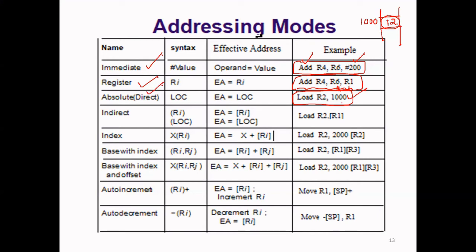Suppose instead of giving it directly, you put this 1000 into R1 and put brackets around it. Then instead of giving the direct address, the 1000 is given indirectly through R1. Now R1 contains 1000, location 1000 contains this 12, and this 12 is moved to R2. Both are the same instruction, but the address is given directly in one and indirectly in the other. That's why it is called indirect addressing mode.